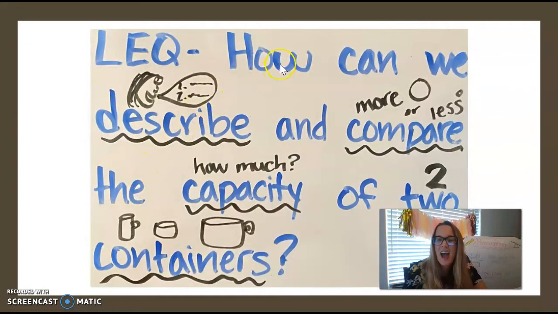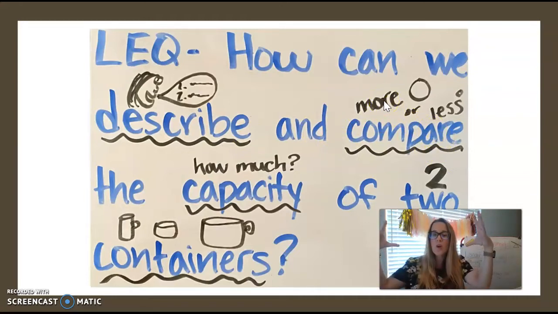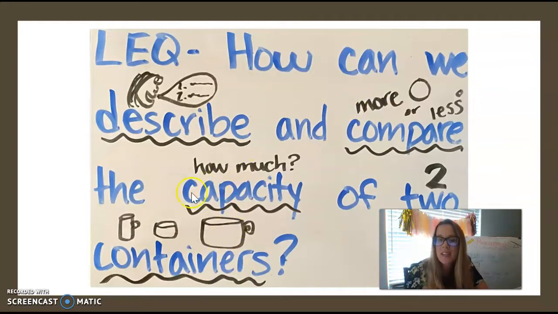It says, how can we describe and compare the capacity of two containers? So remember, when we describe something, it means we have to talk about it. And when we're comparing two things right now, you're going to either say that it is more or less. And when we talk about capacity, they want to know how much. How much can it hold? And then remember, our containers are things that you can fill something inside. So I said a good way to think about it is, can you put water in it?